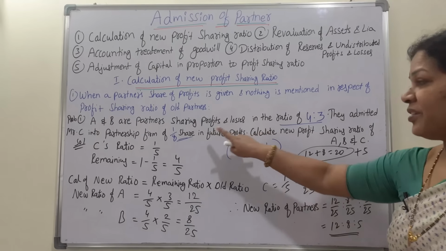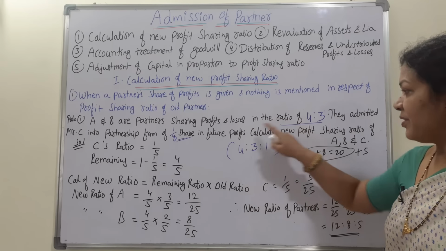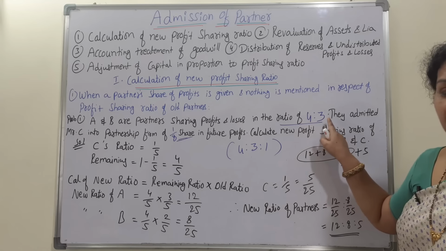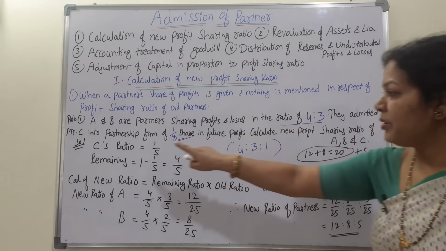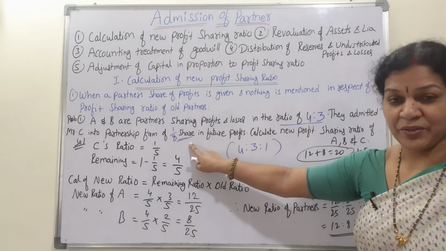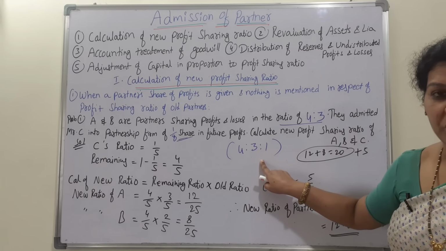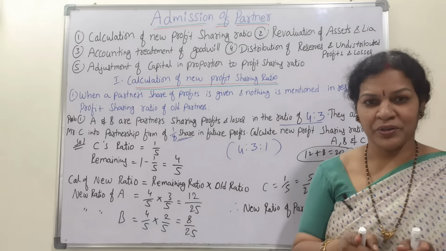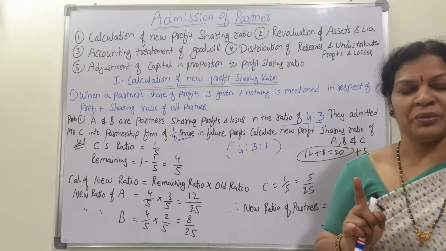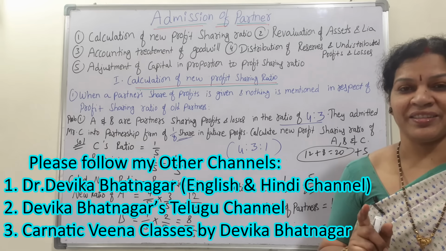Am I clear? Homework: A and B are sharing the profits in the ratio of 4 is to 3 and they admitted C into partnership for a 1/8 share. Calculate the new profit sharing ratio. The answer is 4 is to 3 is to 1. If you get it, write down in the comment box that you got the answer.